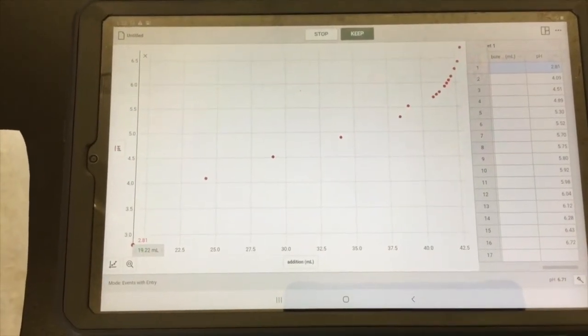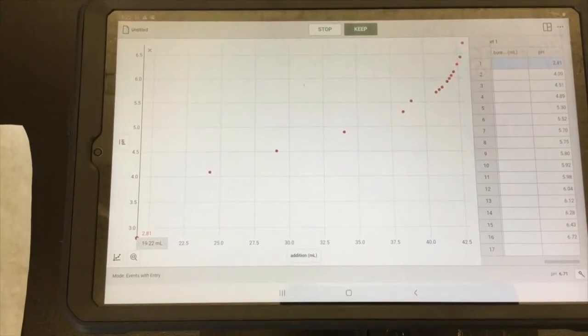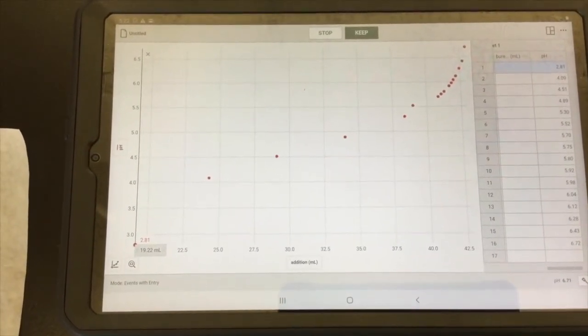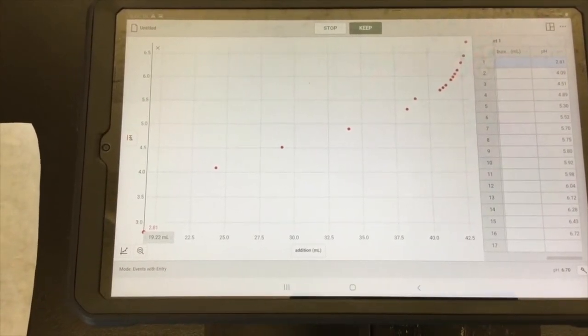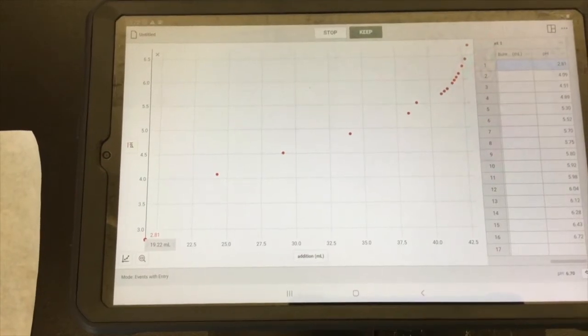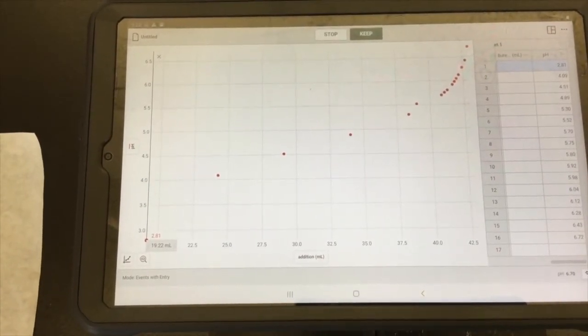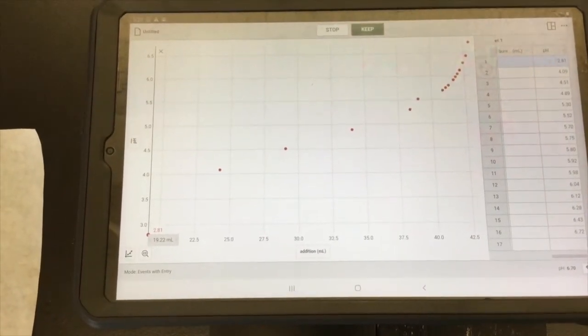Now keep in mind that the pH is increasing because of the logarithmic scale that we are using that determines how quickly it is rising, and because we're approaching the equivalence point. It's not because of the small additions that it's rising quickly, but rather because of where we are in the titration, so close to the end point.